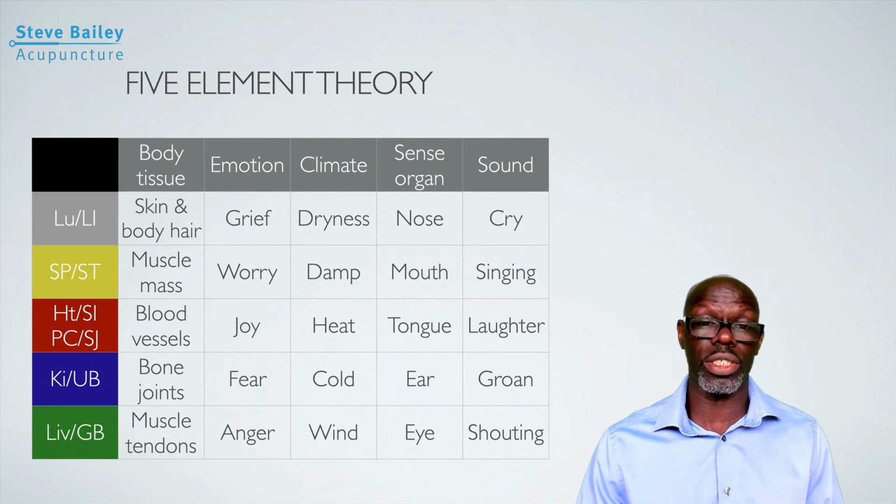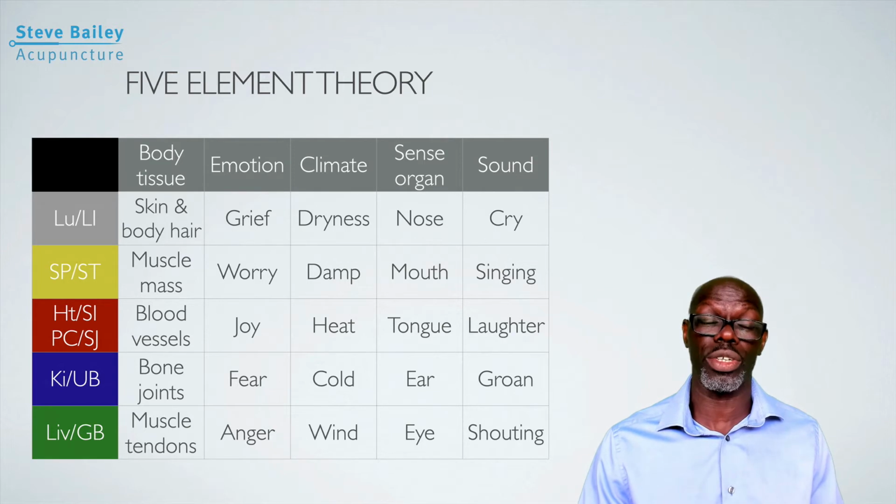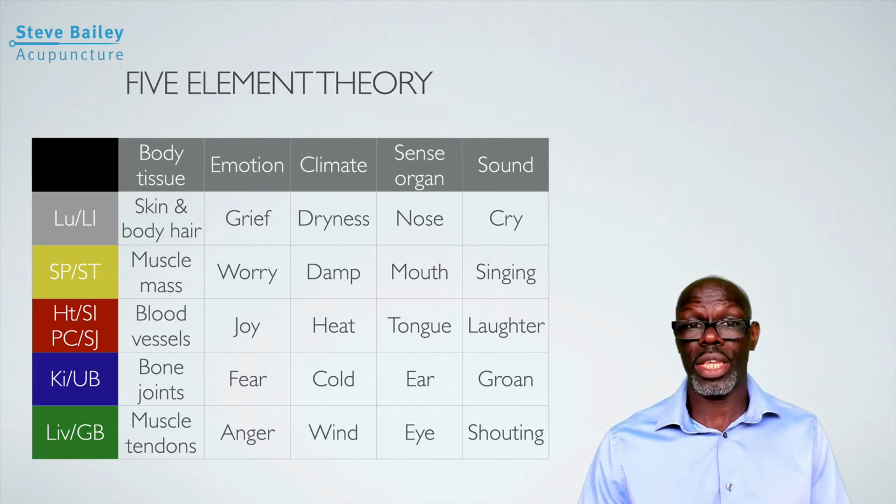So you can see where the meridian comes in, and also the tissue relating to that meridian may well come in. Now, once you start to look at the liver and gallbladder, they are also concerned with muscles and tendons.